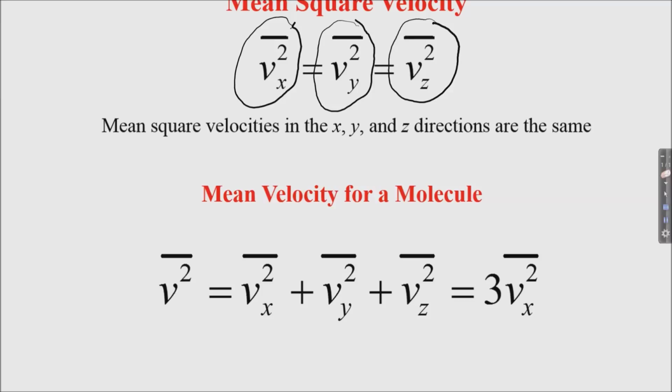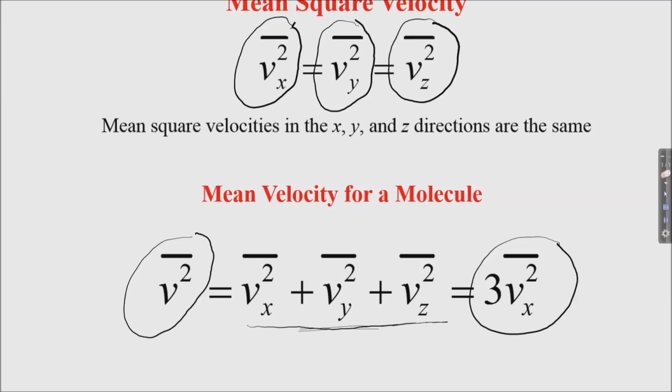So that means the mean velocity for the molecule, okay, because we want to take into account the molecules traveling in all directions, can be defined by this term, v squared, and that equals the summation of the molecules traveling in all three directions. So this is given to us now that we can describe the mean velocity for a molecule, taking into account all directions, by simply multiplying the mean squared velocity in the x direction by 3.